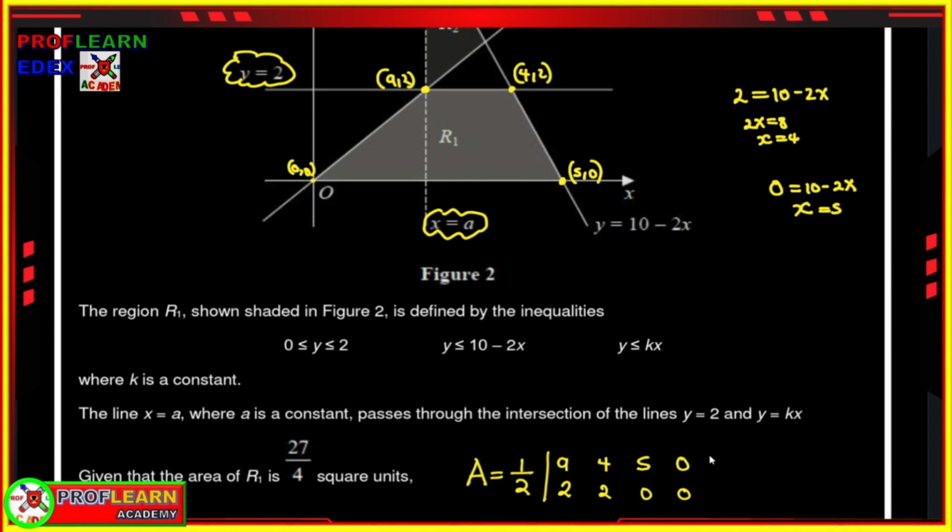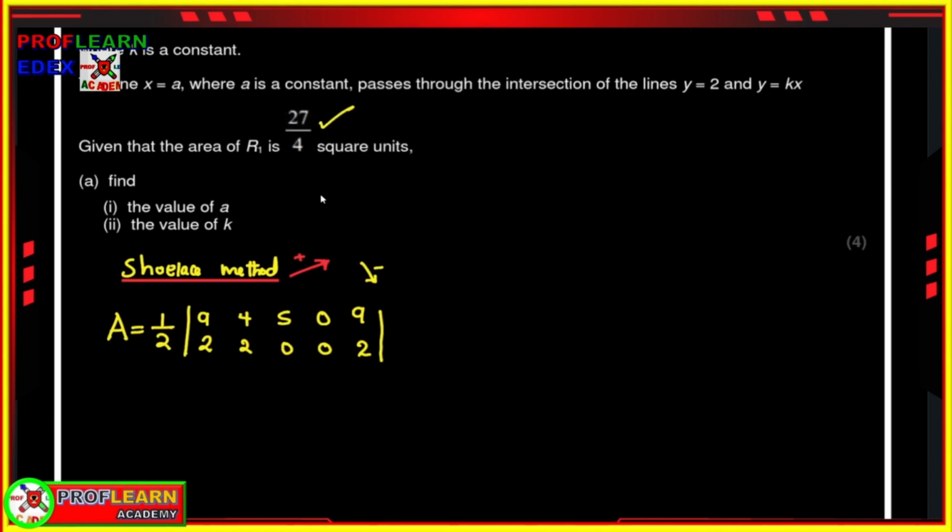So it should be A2, and then have the absolute value sign, the modular sign like that. The modular sign states that if you are going to get a negative answer after performing this shoelace method, you ignore the sign. So you take only positive values because area cannot be negative.